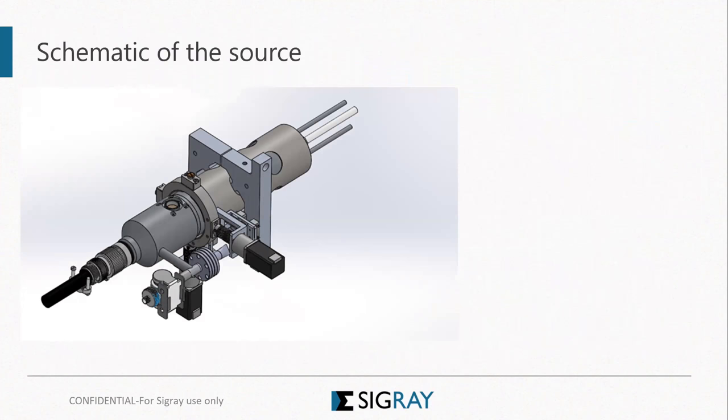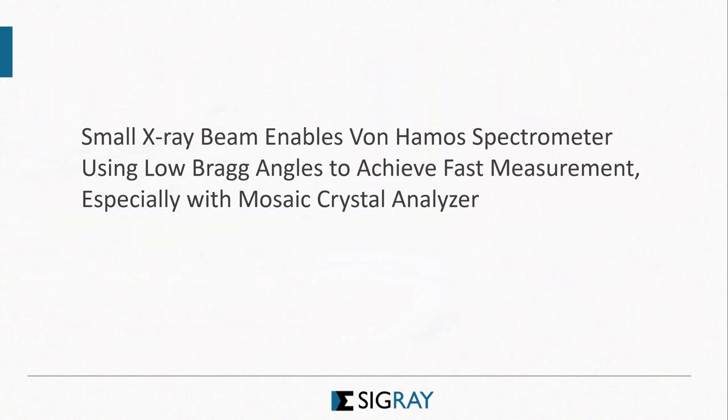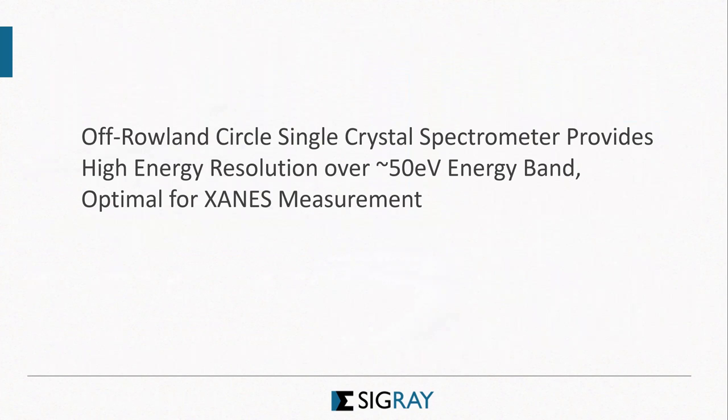One of the things you see is that there are two motors attached to the source. One motor allows us to switch targets, and the other moves from one target area to another to extend the lifetime of the source. The source has been tested, and some sources have run reliably for close to a year, so we are very happy with it. The source is brighter than a rotating anode. It also provides a very small beam, which enables the Von Hamos spectrometer to obtain high energy resolution and high flux at low Bragg angles. The off-Roland circle crystal spectrometer provides high energy resolution down to 0.3 eV over a 50 eV energy band, which is sufficient for XANES measurement in most cases.